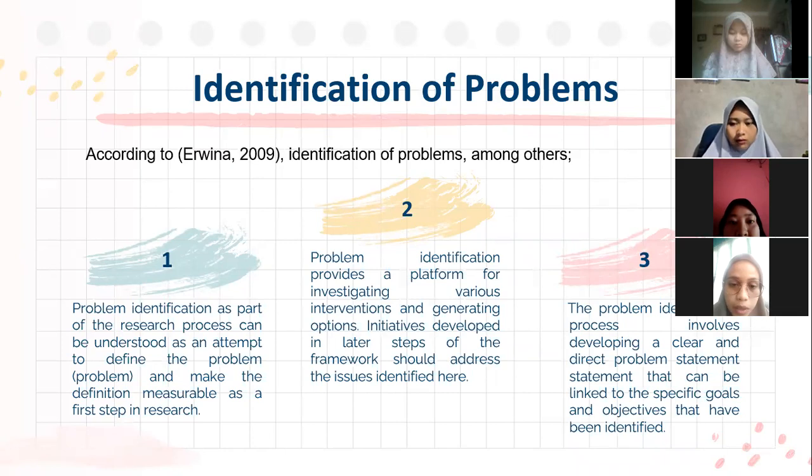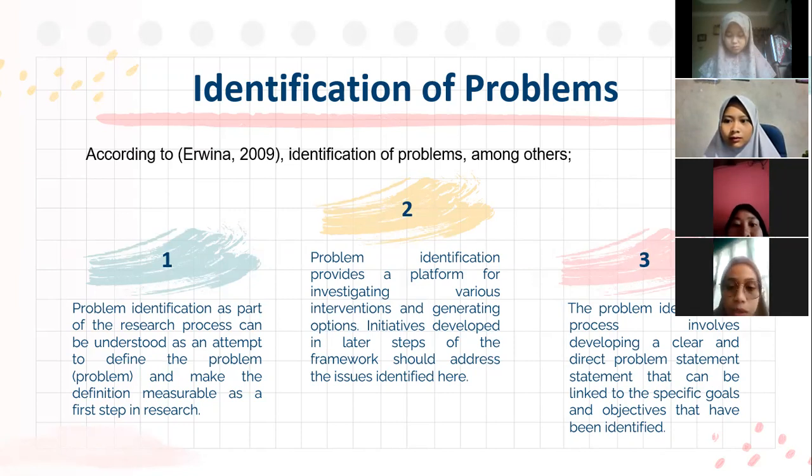The first is that problem identification, as part of the research process, can be understood as an attempt to define the problem and make the definition measurable as a first step in the research. The second is that problem identification provides a platform for investigating various interventions and generating options, developed in the later steps of the framework, which should address the issues identified here.